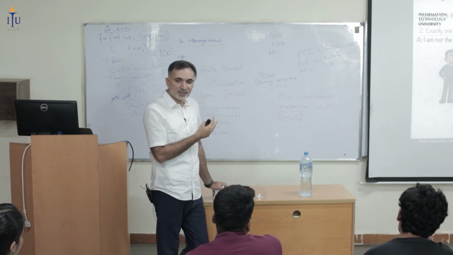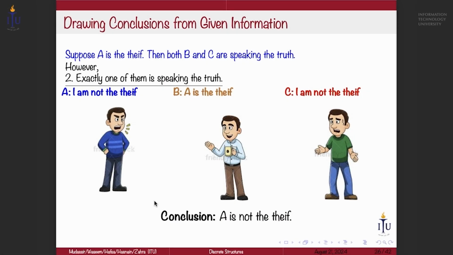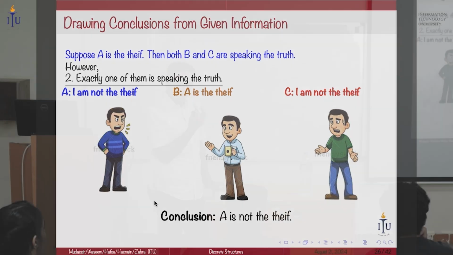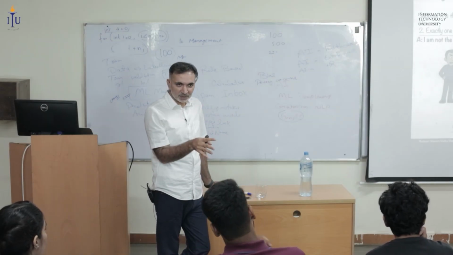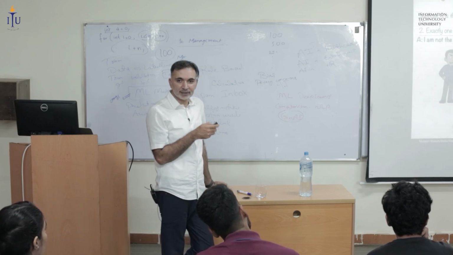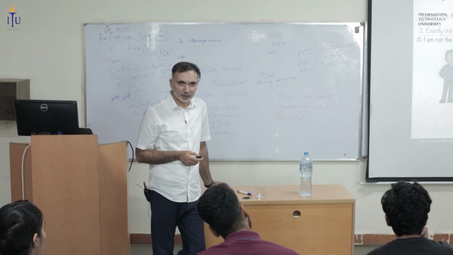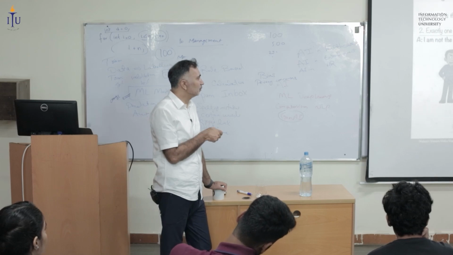So we start by supposing things. We suppose that A is the thief. If this is the case, then both B and C are speaking the truth, right? C is saying that I'm not the thief. If A is the thief, and there is only one thief, then C is definitely speaking the truth, right? And B is saying that A is the thief, which means that B is also speaking the truth. But that's not possible, right? Because we know that exactly one of them is speaking the truth. So that's the process that we used to eliminate the statement that A is the thief.